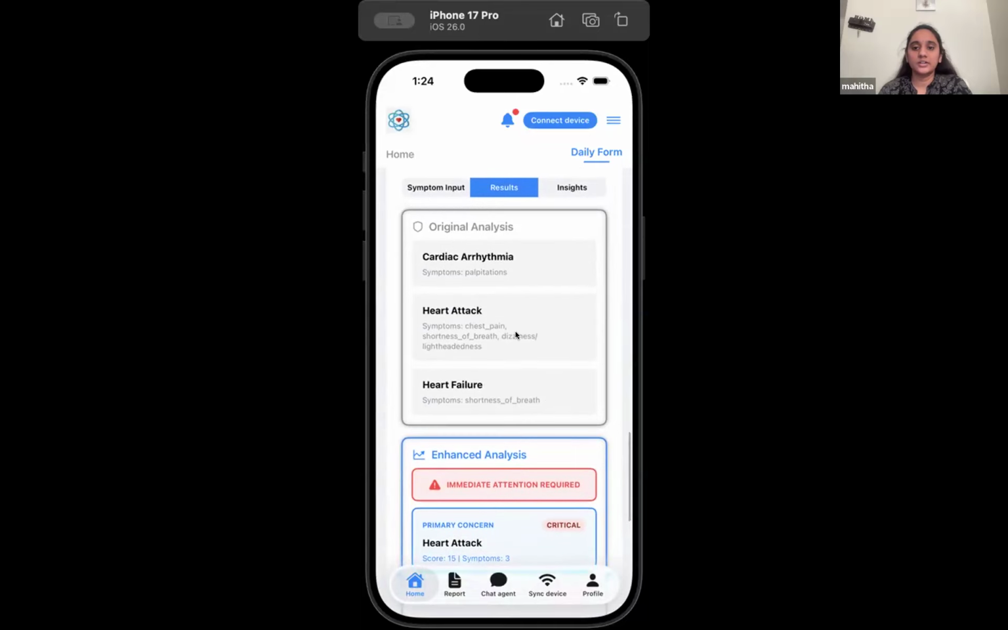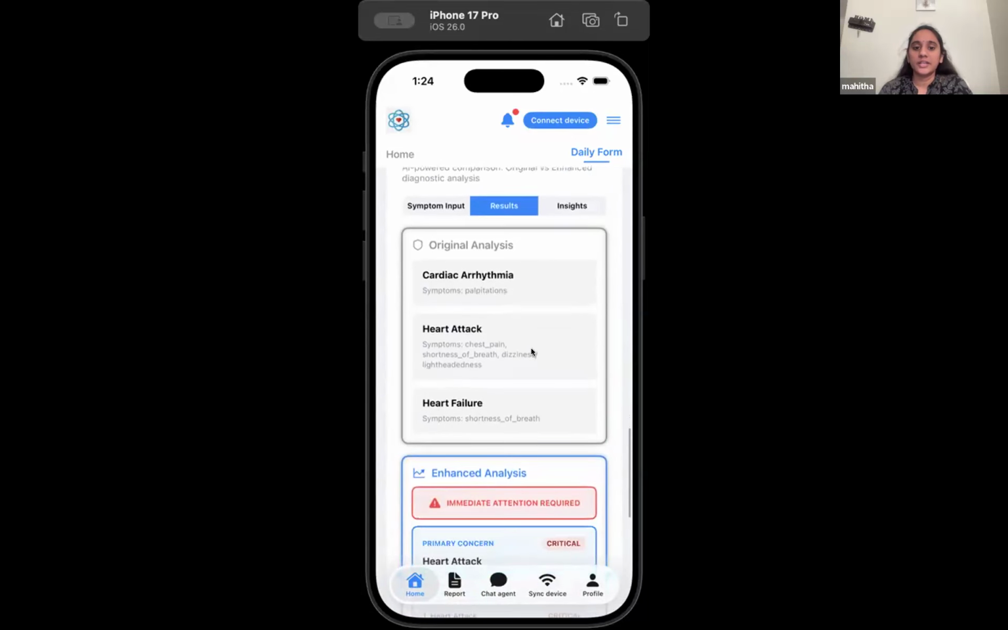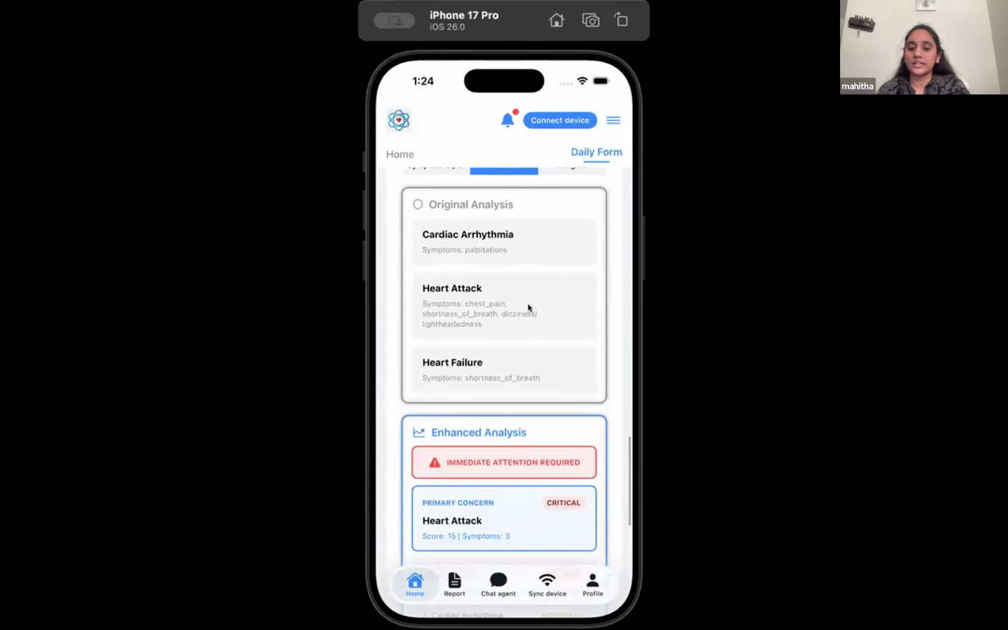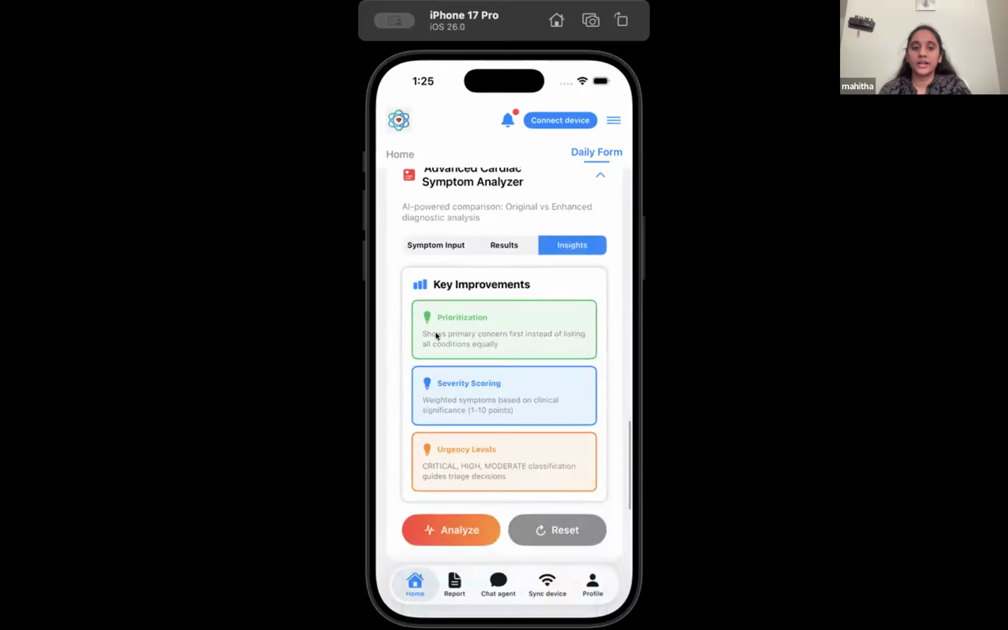As Samson said, this advanced cardiac symptom analyzer will assess all the details and give the output. And here, the Insights tab explains how the AI prioritizes and calculates the scores, turning the raw symptom data into something meaningful for both patients and doctors. And to wrap up, Cardio AI brings together real-time health tracking, guided symptom logging, and advanced AI analysis to make heart care safe, clear, and fast. Thank you.